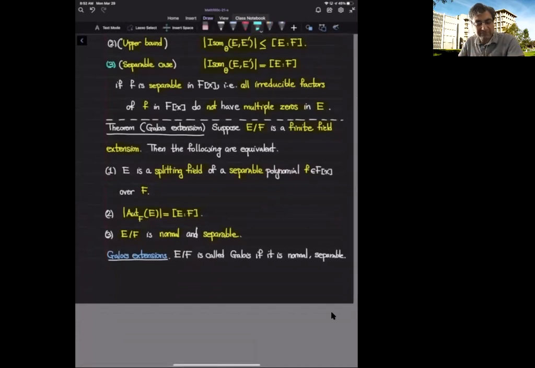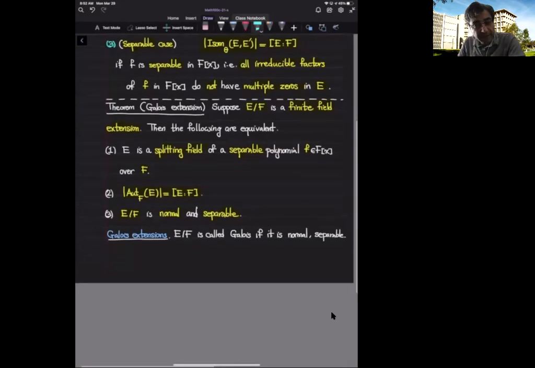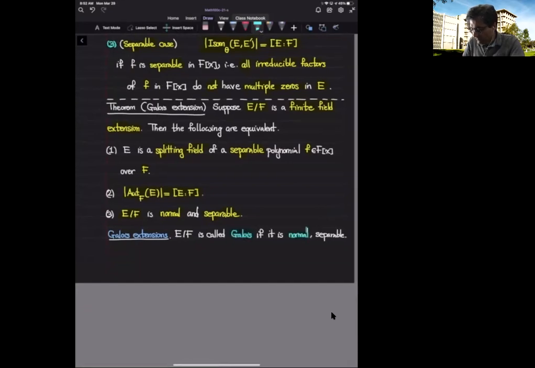brought us the definition of Galois extension. An algebraic extension E over F is called a Galois extension if it is normal and separable. So a normal separable extension is called a Galois extension. And this theorem that we proved over here shows that a finite extension is a Galois extension precisely when it's a splitting field of a separable polynomial, and this is the case precisely when the number of F automorphisms of E is equal to the degree of the field extension.